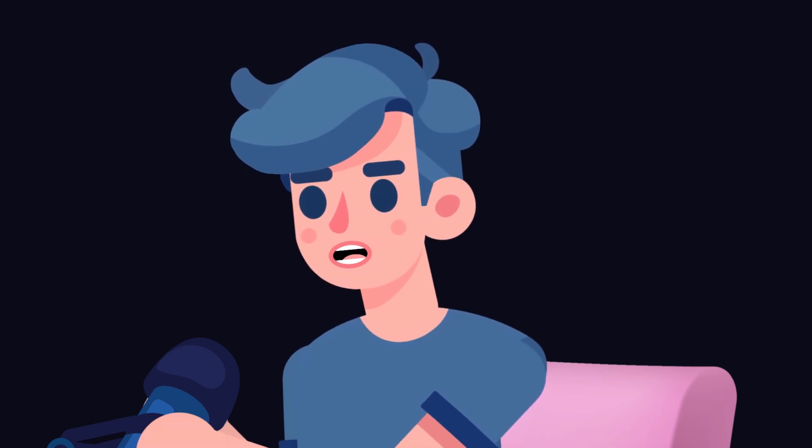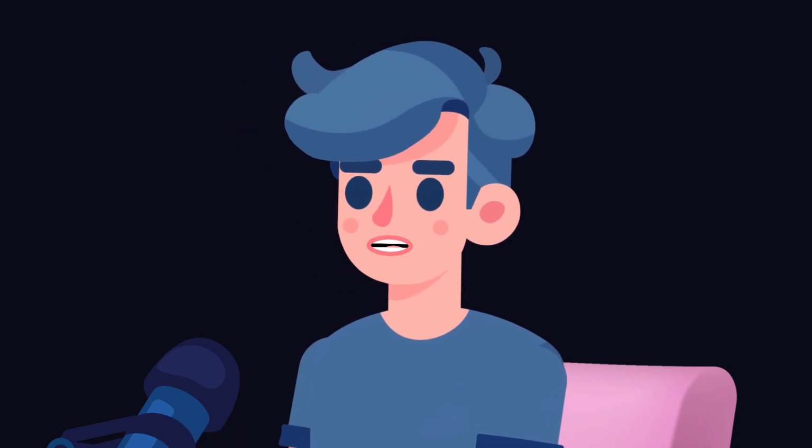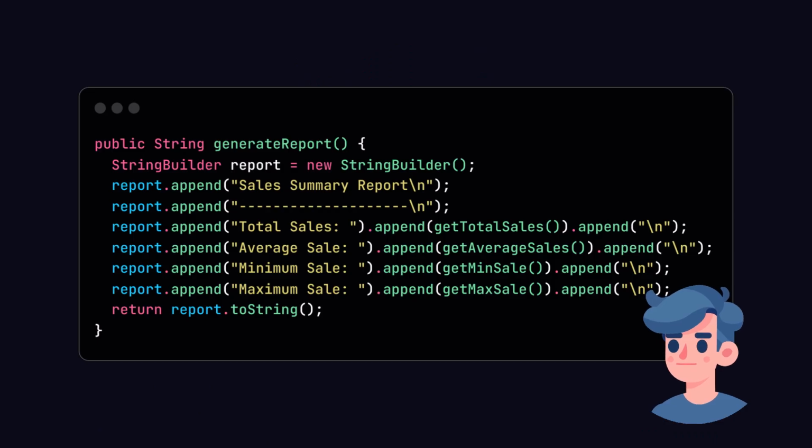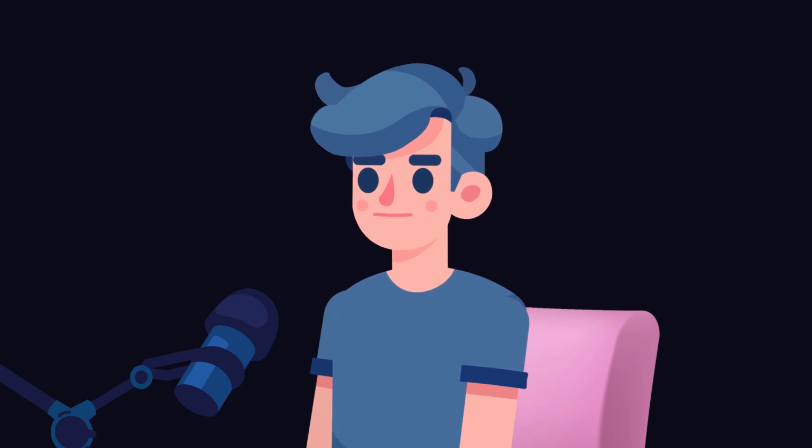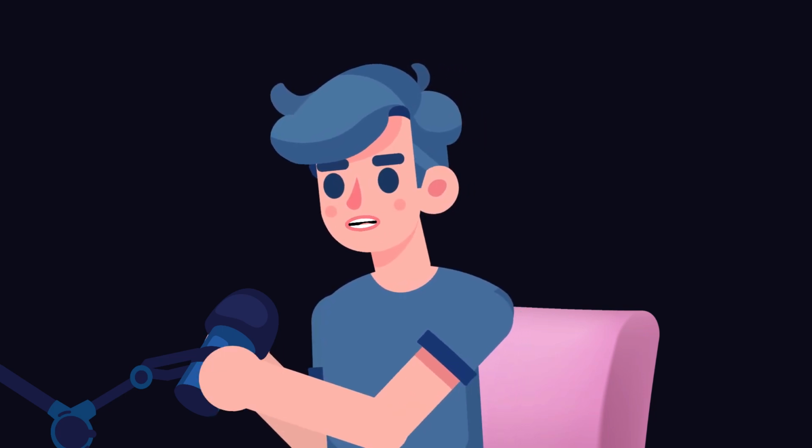For the minimum and maximum sales, we use Java streams to get the min and max values from a list of sales. Next, let's implement a method that generates a summary report using the information from our calculations. The generateReport method accumulates all the calculated metrics and formats them into a human-readable report. We are now ready to test our implementation.